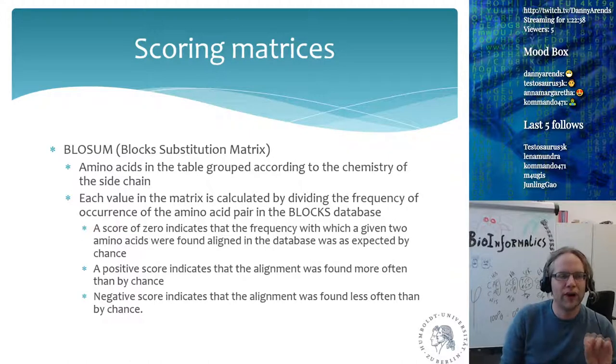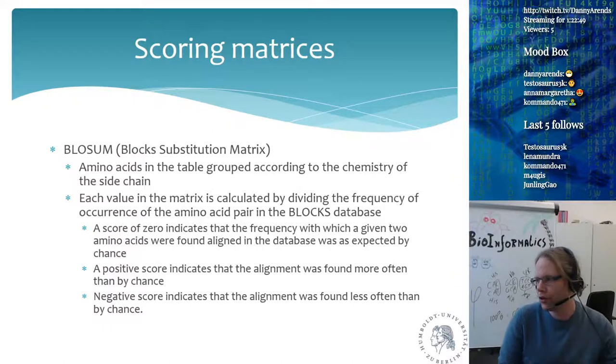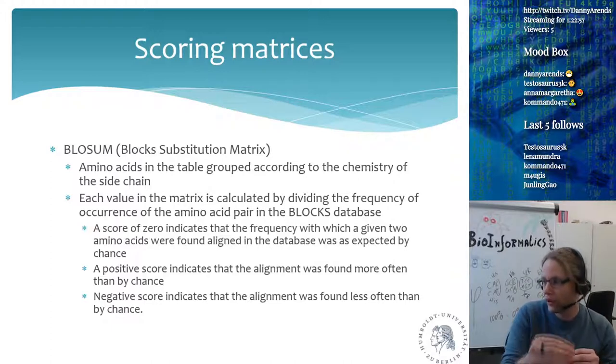Each value in the matrix is calculated by dividing the frequency of occurrence of the amino acid pair in the BLOCKS database. The BLOCKS database is one of these databases which is built with homologous sequences. So here they look at the data and see how often a certain amino acid is changed in a homologous protein by another amino acid.